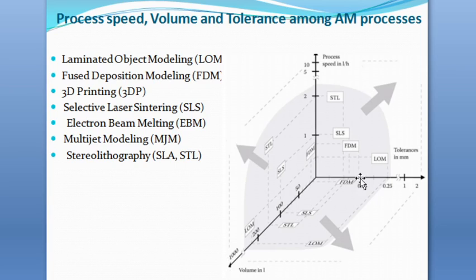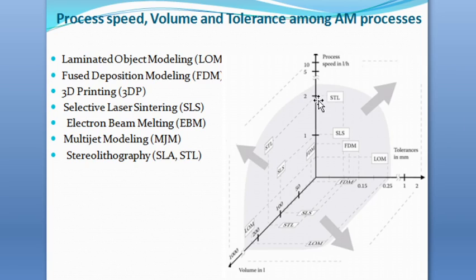Here process speed, and this one tolerance. The tolerance keeps on increasing in this direction, therefore accuracy is reduced. STL has high accuracy, then SLS, FDM, LOM. The process speed is increased in this direction. Here in the volume, FDM, SLS, SDL, and here LOM. Here the value 200, tolerance 0.5, 0.15.